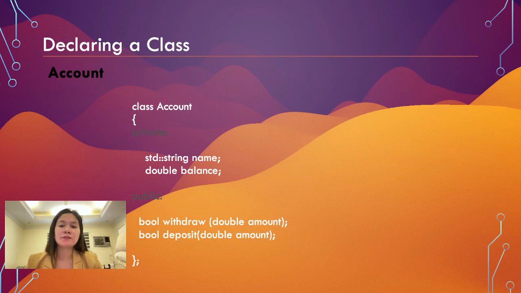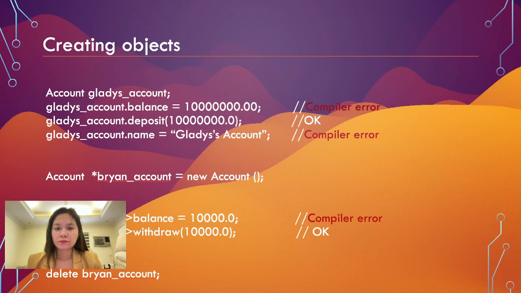So declaring a class, like class Account, we have our private and public sections. In private, we can use a std::string name and a double balance. In public, bool withdraw with a double amount and bool deposit with a double amount. So this is also my example from creating an object, showing which is okay or a compiler error, and which compiles and can execute.